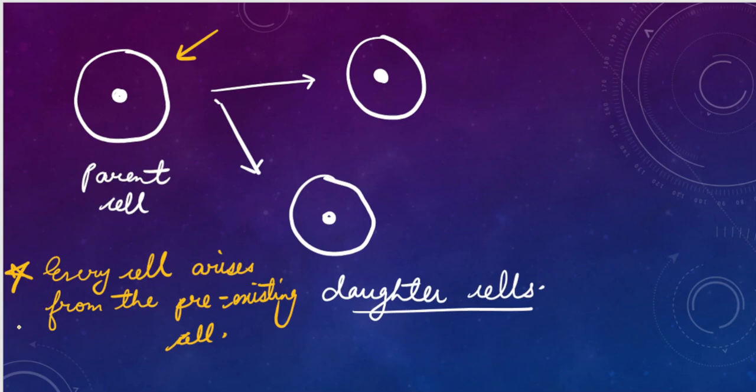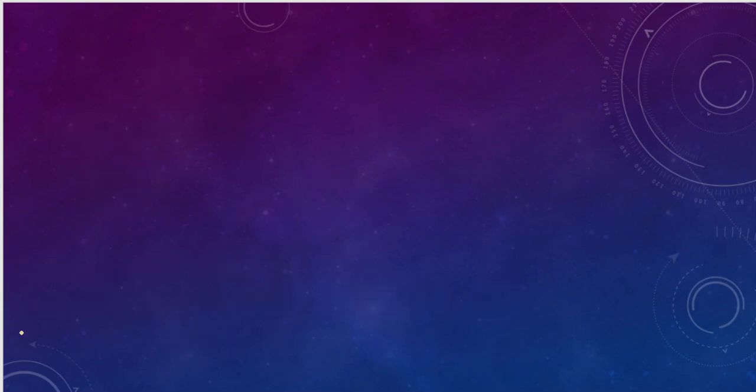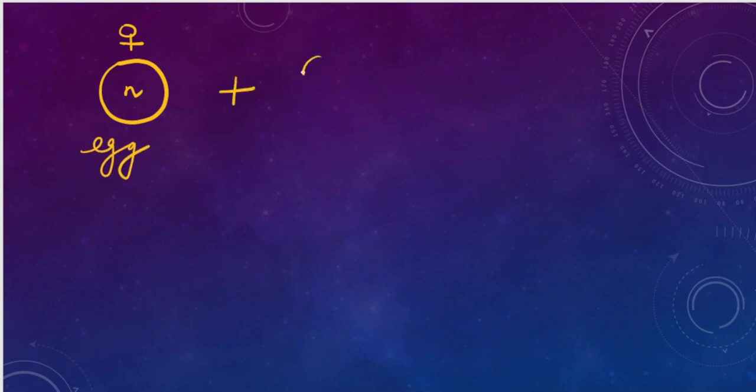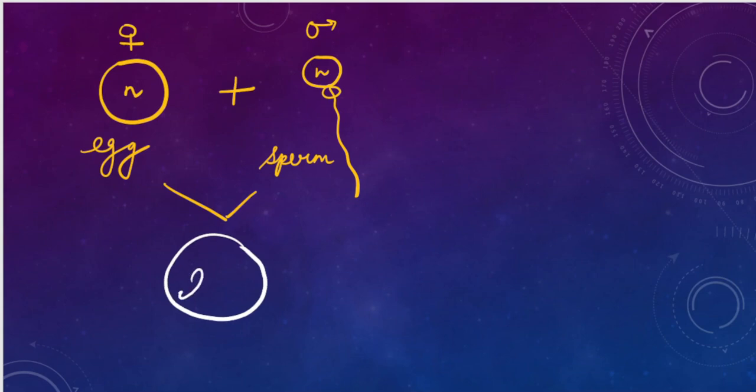Moving forward, we know that a female gamete, I hope you remember the sign of female gamete, is nothing but egg. You had learned this in the lower classes. And a male gamete, we say it as a sperm. The fusion of these is known as a zygote, which is a diploid cell.